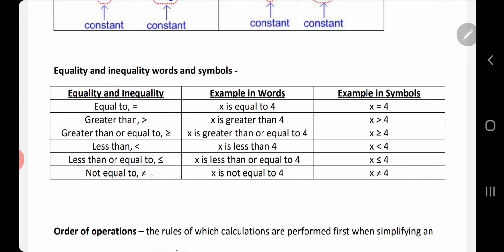Not equal to. Indicated with an equal sign but with a slash going through it, saying we cannot be that number. So x is not equal to 4. Symbolically, it's just x not equal to 4. All that's pretty much saying is we're not the number 4.